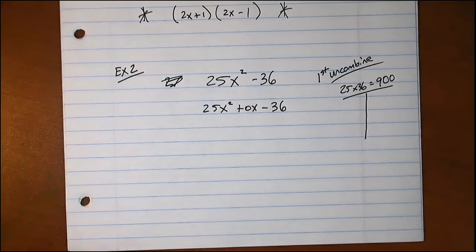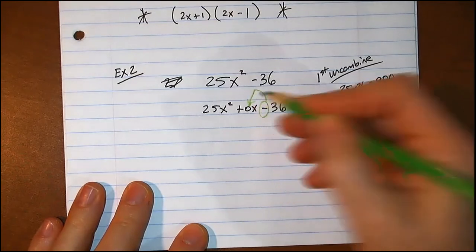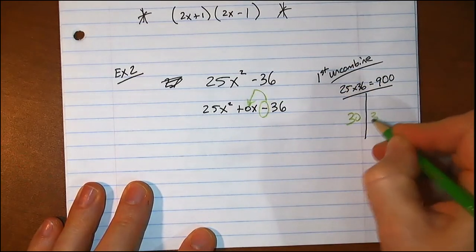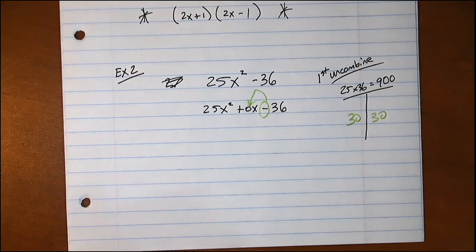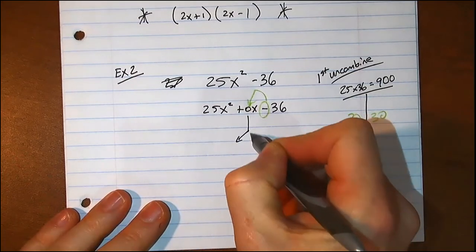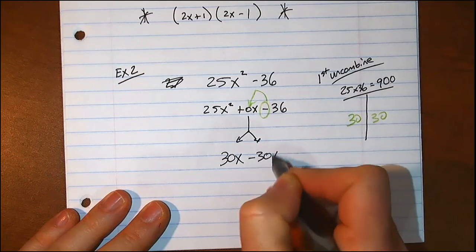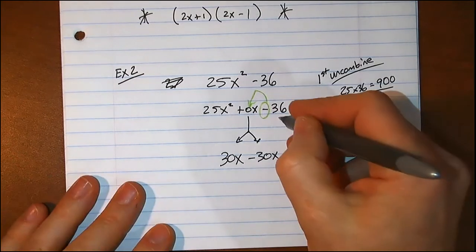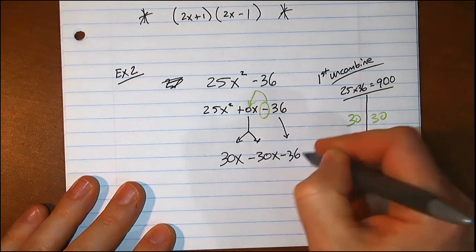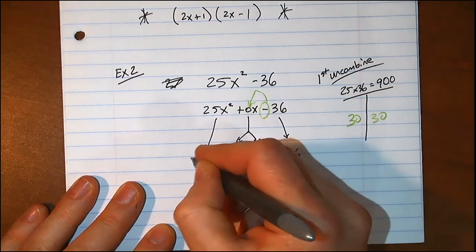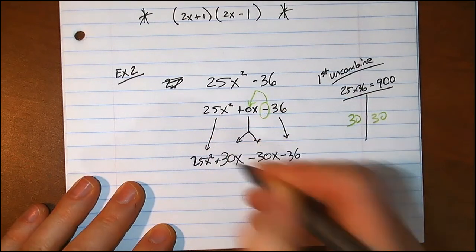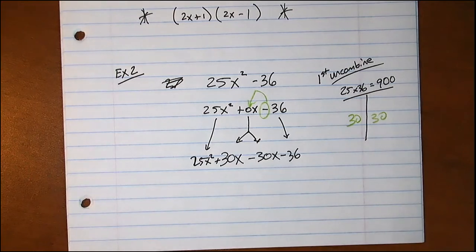If I want to subtract to equal 0, then I need to use a 30 times a 30. And that's going to be the way I break up my 0. 30x minus 30x. Now I drop down all the other pieces. Minus 36, positive 25x squared. And that takes care of my first step. I've uncombined. And I've done it even using ugly numbers.